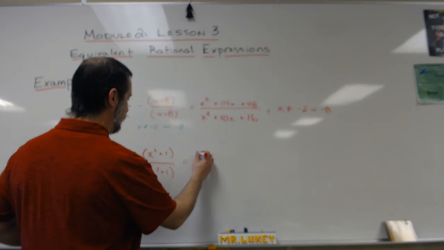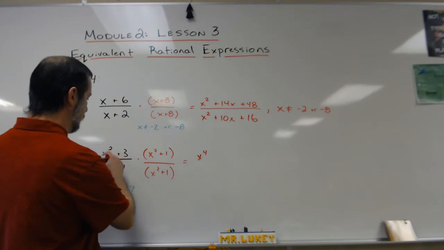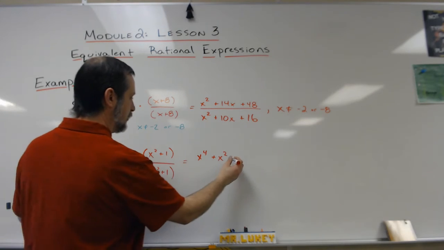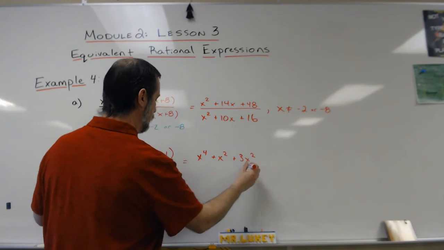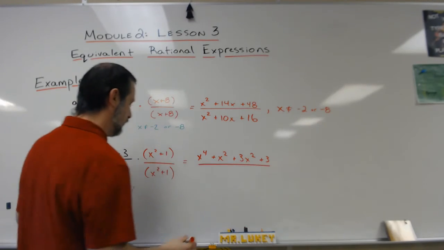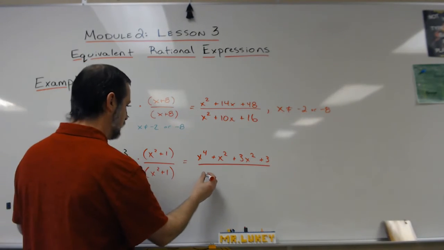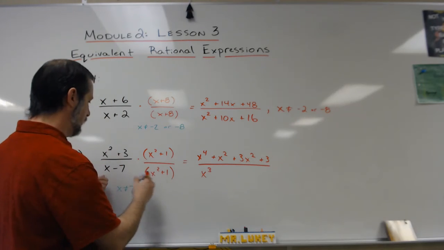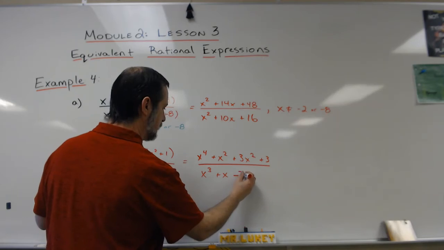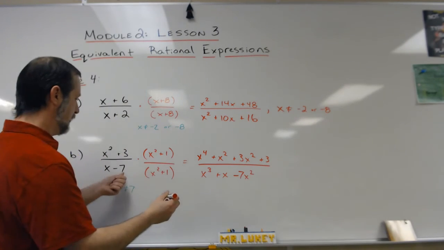x squared times 1, 3 times x squared, 3 times 1, right, x times x squared is x cubed plus x minus 7x squared and minus 7.